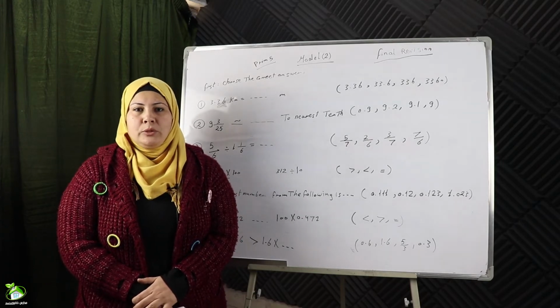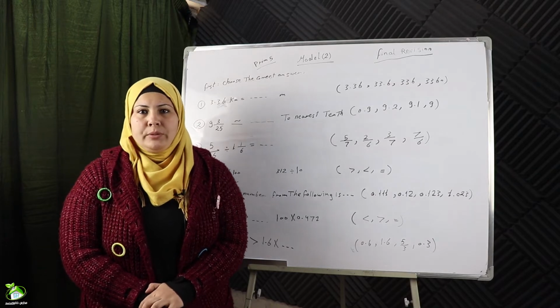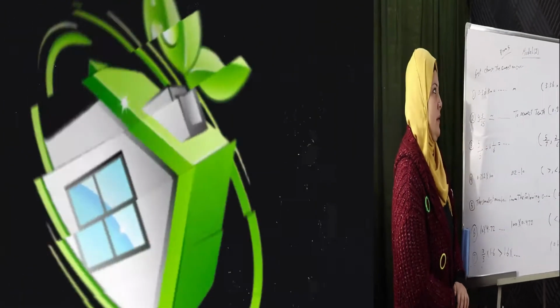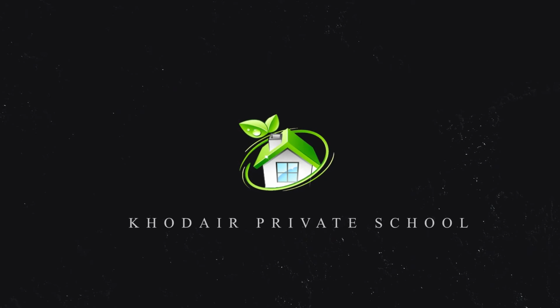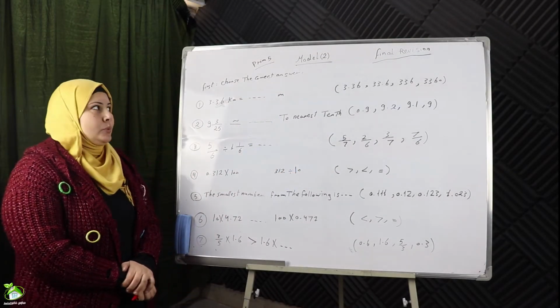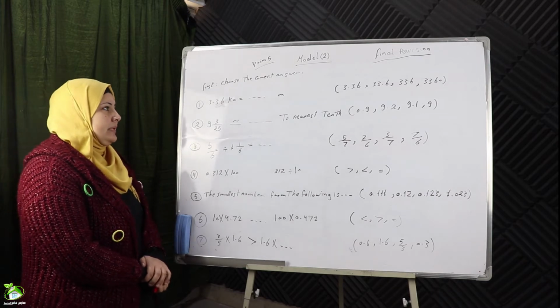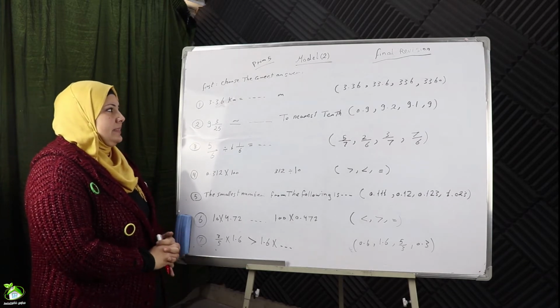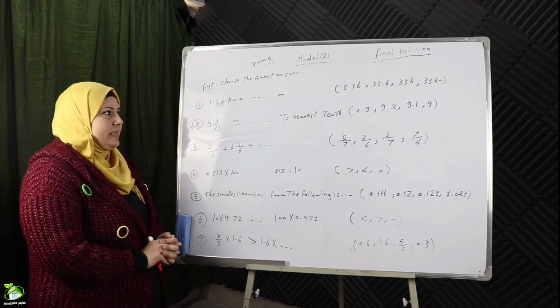We will solve model 3 from school book. Let's start. First question, choose the correct answer. Number 1, 3.36 kilometer equals space meter.